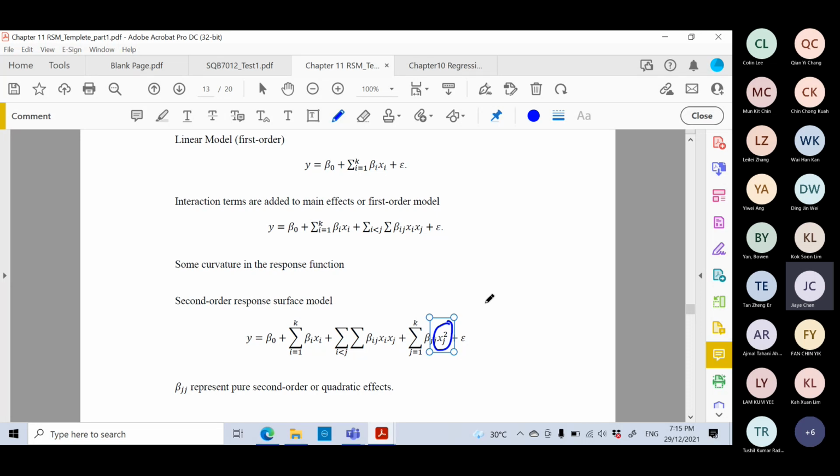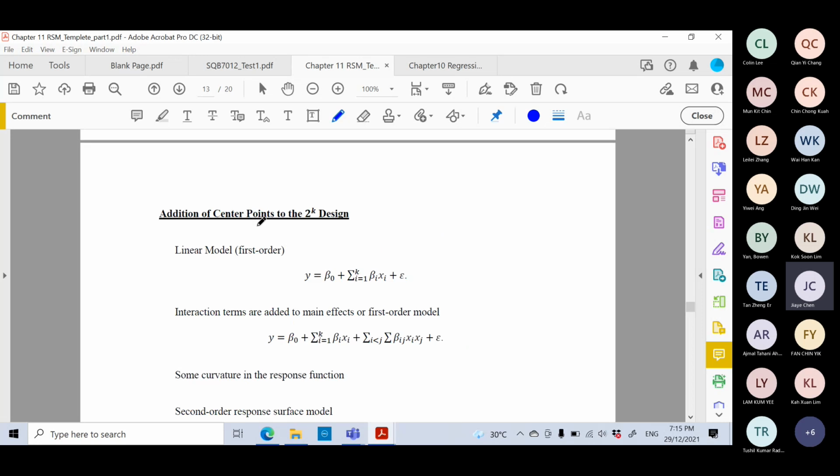But before we do the testing of the quadratic effect, we need to have extra runs. Okay. So we need an additional center point. Because we are doing the coding, xi is the coded variable. Okay, if you still remember the xi here, I coded the variable as -1 and +1. So the center point here, we use a notation of 0. Okay, we use 0 to represent the center point.